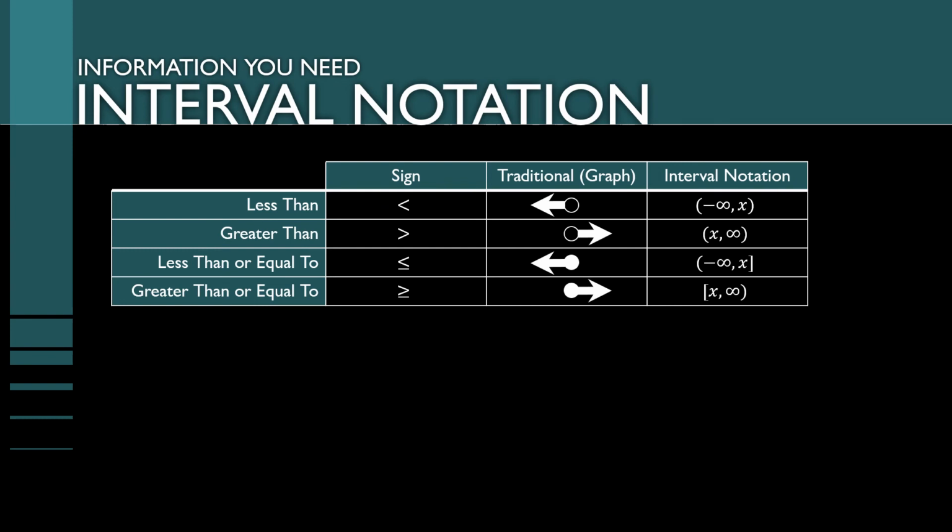Moving on to greater than or equal to, same thing. Where is the dot in relation to the arrow? In this case, the dot comes first, so we're going to use an open bracket followed by x, or whatever number that point represents, and then comma, infinity, and the arrow indicates to us that it's going off to infinity, so then we're going to use a closed parenthesis.